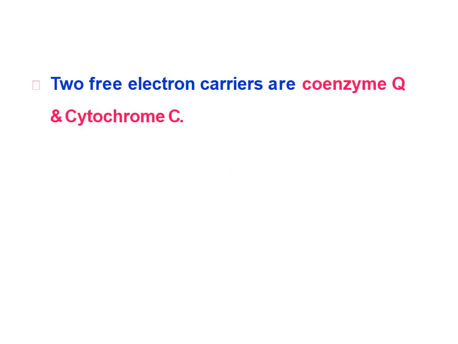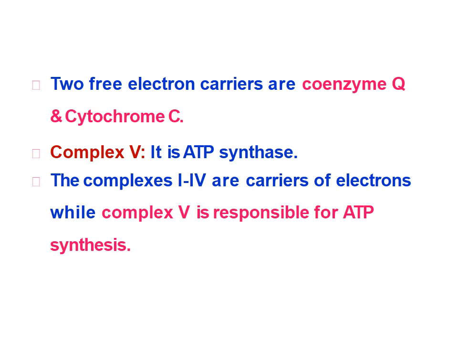The 2 electron carriers are coenzyme Q and cytochrome C. There are 2 electron carriers and 4 complexes. Along with these, there is one more complex, complex 5, which is ATP synthetase. It helps in the synthesis of ATP. Complexes 1 to 4 are the carriers of electrons, and complex 5 is responsible for ATP synthesis.